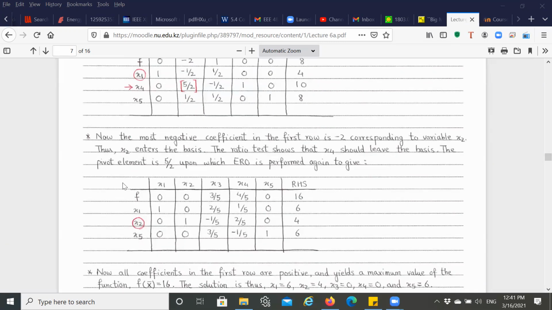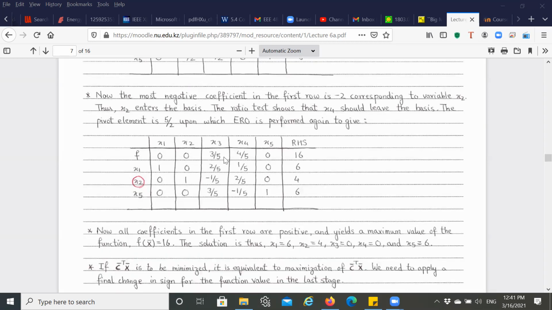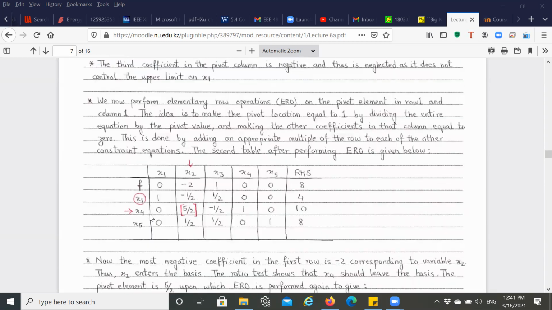Then again, we go for the third iteration. We see the cost row, there is no negative element. So this tells us that we are done, we can stop. And so since all the coefficients over here are positive, we can say that, okay, no, I forgot to tell you about the entering and leaving variables. I think we discussed this.